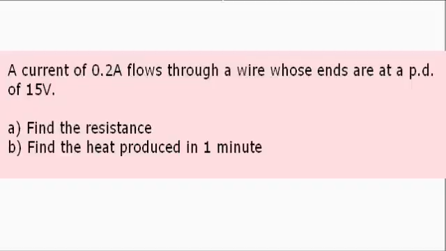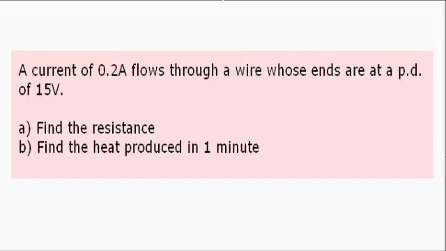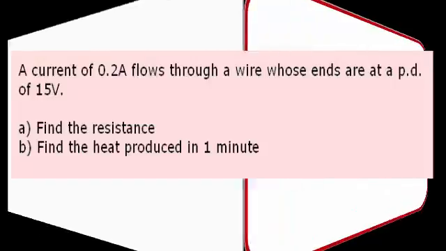Today I'll be solving a physics question involving the electric circuit, and the question reads, a current of 0.2 amps flows through a wire whose ends are at a potential difference of 15 volts. A, find the resistance, and B, find the heat produced in 1 minute.